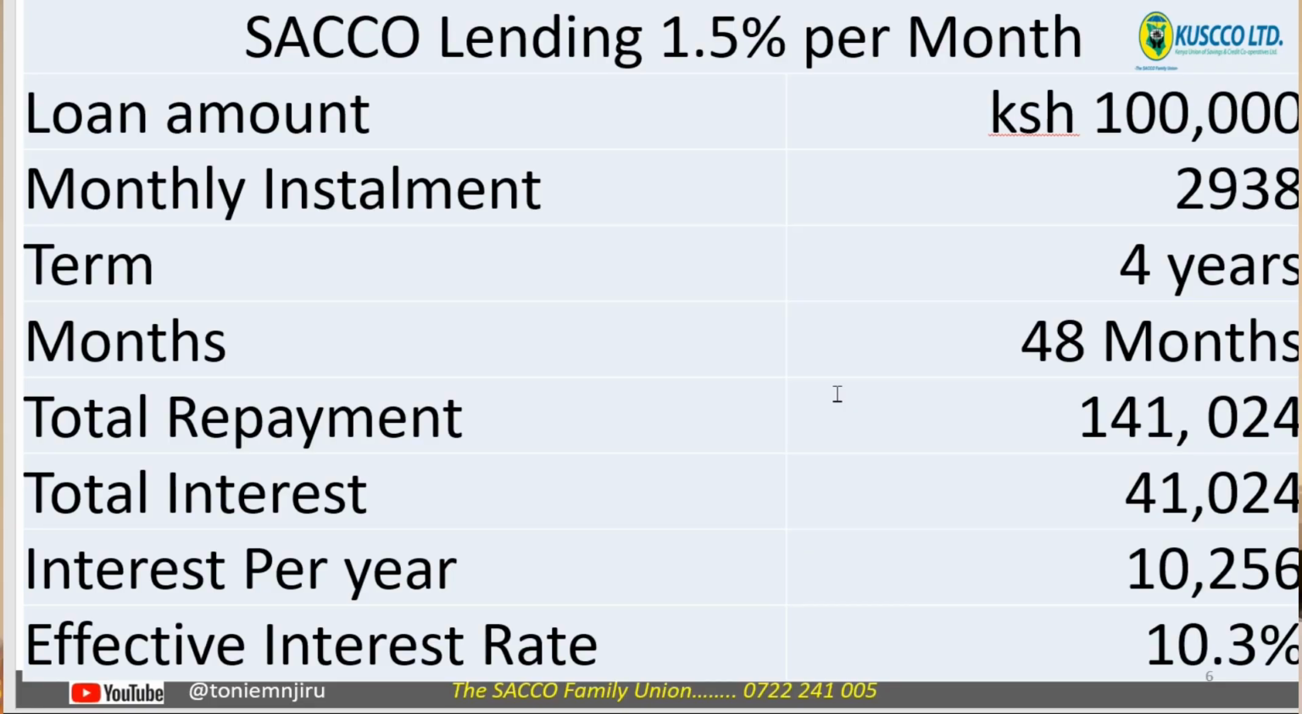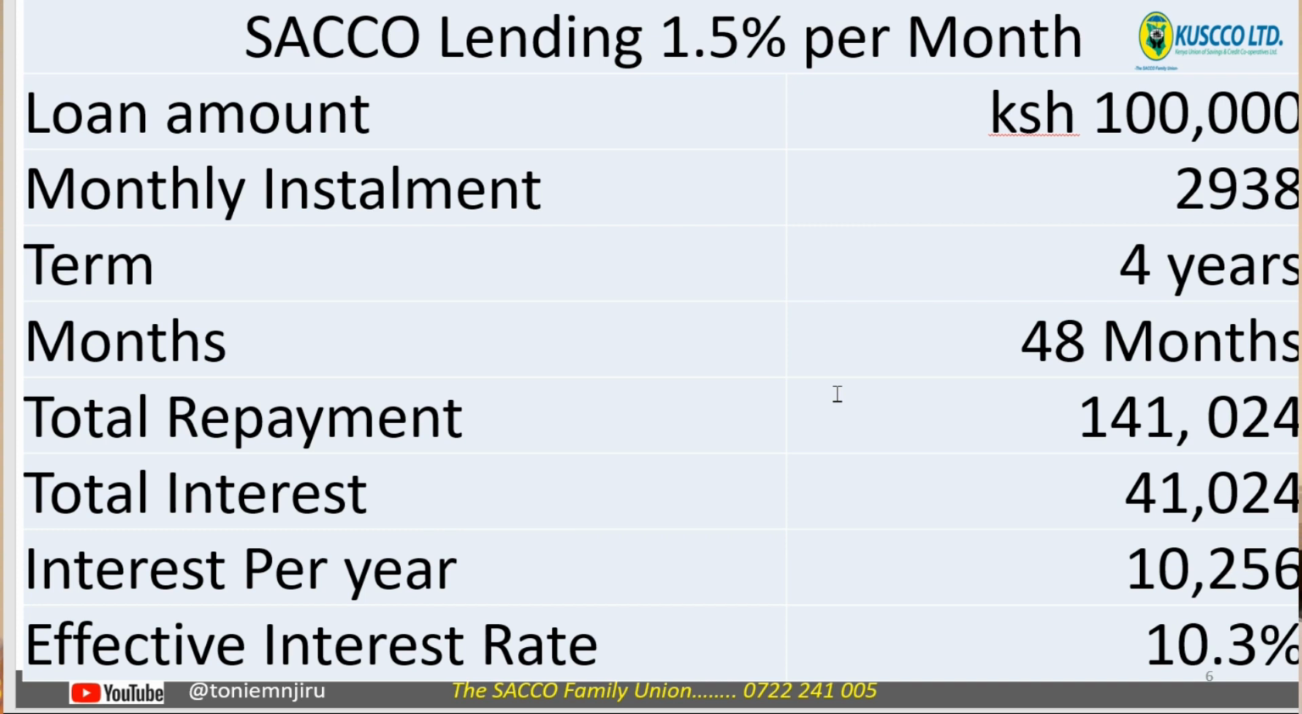So a SACCO that is lending at 1.5% per month, as you can see on the screen, or 18% per annum, for a loan of 100,000, every month you would be paying 2,938 shillings. That is for a 48-month period, that would be 4 years. By the end of the 4 years, you have repaid a total of 141,024 shillings. So the total interest, having borrowed 100,000, would be 41,024 shillings, giving you interest per year of 10,256. The effective rate would be 10.3% per annum.